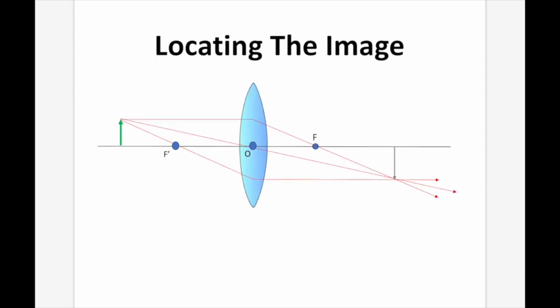Locating the image. So you can see how we can use our rays that we described previously in order to draw our image. The image is over here in the gray, the object is over here in the green. So you can see the rays.